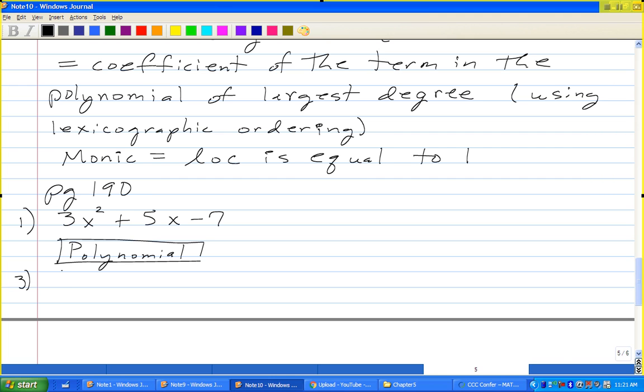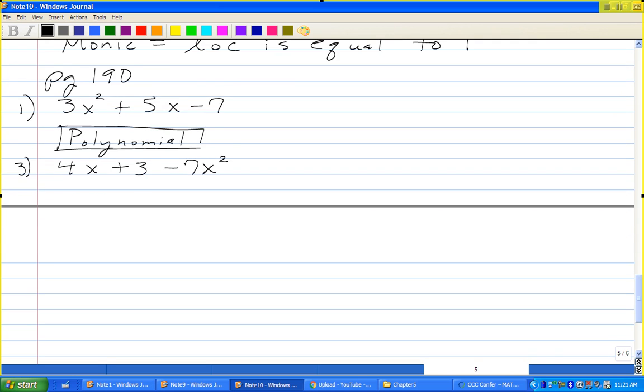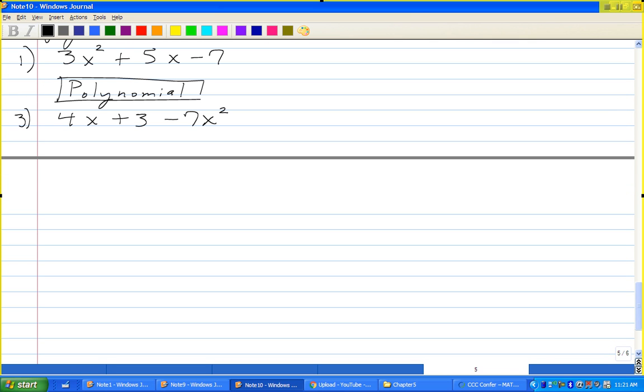Number 3. 4x plus 3 minus 7x squared. Again, this is the sum of three terms, each of which consists of some numerical coefficient with a variable to some whole number exponent. So therefore, yes, this is again a polynomial.